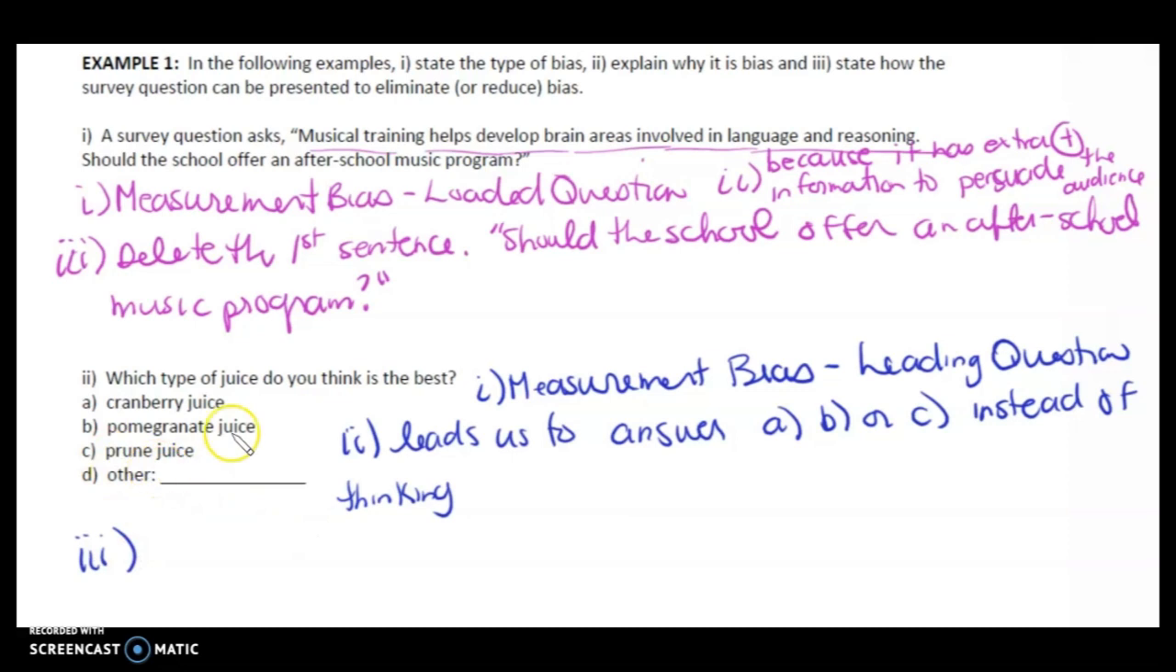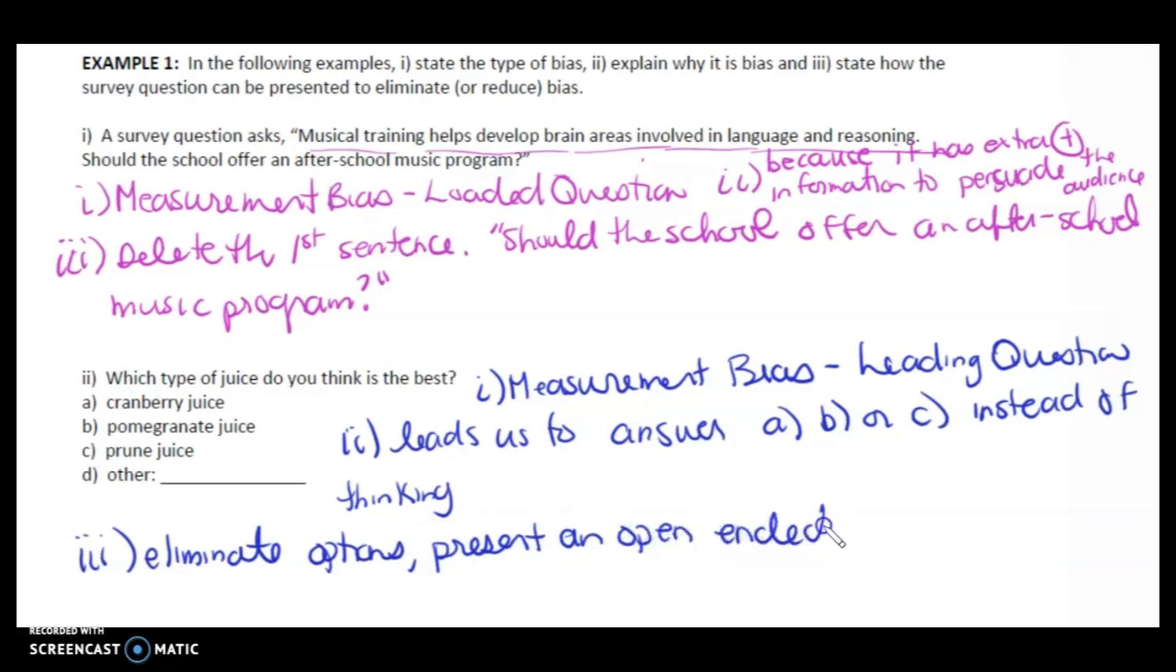And a way that we can get rid of this bias is to just present an open-ended question. So let's eliminate options and present an open-ended question. So maybe just, what type of juice do you think is the best? That's it, done. Fill in the blank.